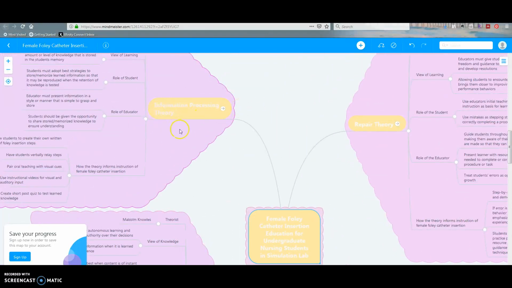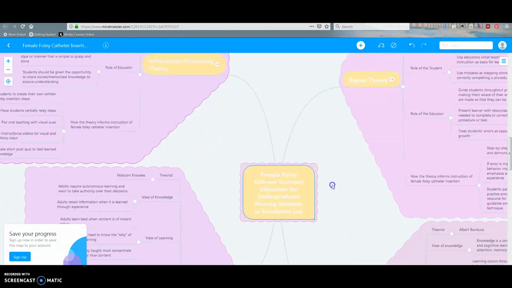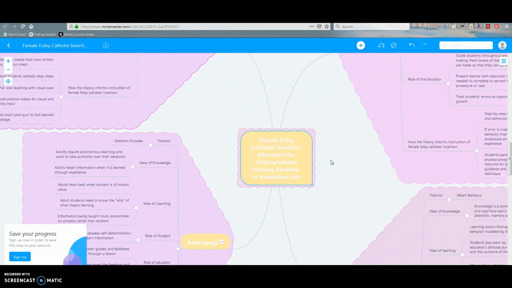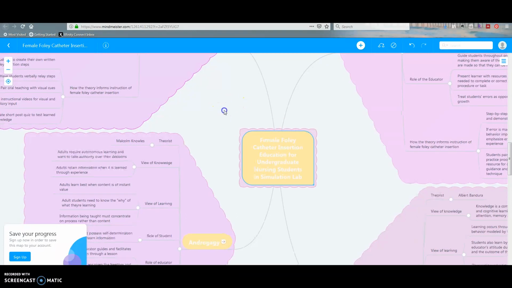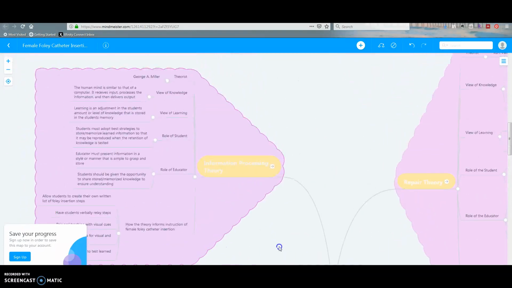If you're going to have this yellow background, a darker font would be better for your readers, right? And probably better visually for anyone that was looking at this particular mind map. So female Foley catheter insertion for undergrad nursing students in the sim lab is a good central topic for this. So let's talk about your theories that you chose and the theorist, and we'll break it down.